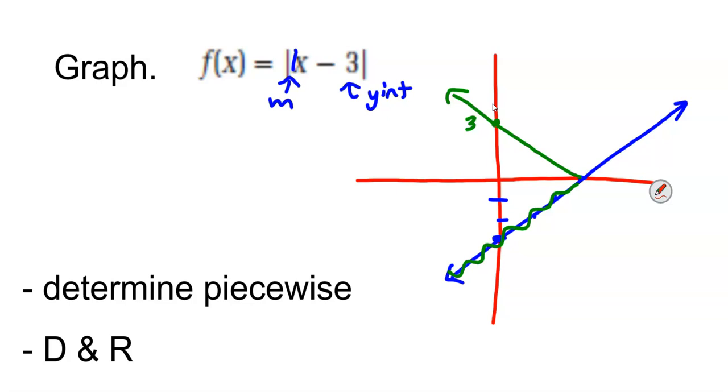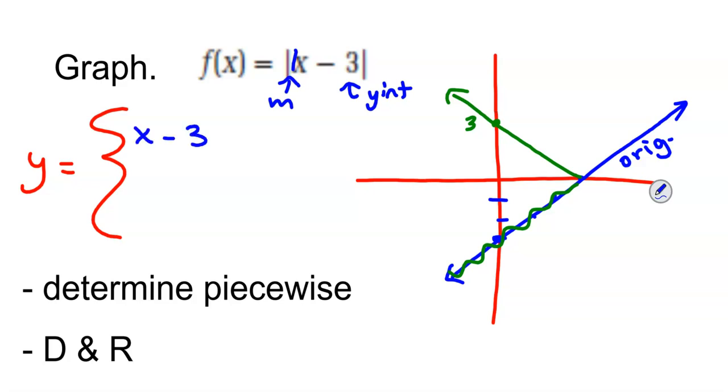So when we figure out the piecewise, we say y equals, and we do a big curly bracket. Now I'm going to start here with the original part of the graph, which is in blue. Now the original part of the graph is called x minus 3, because that was the original equation that I started with. And the original part happens from 3 bigger. So we say if x is greater than or equal to 3.